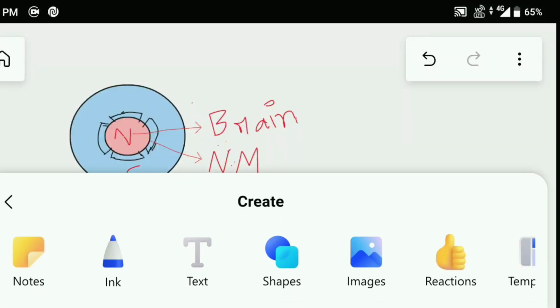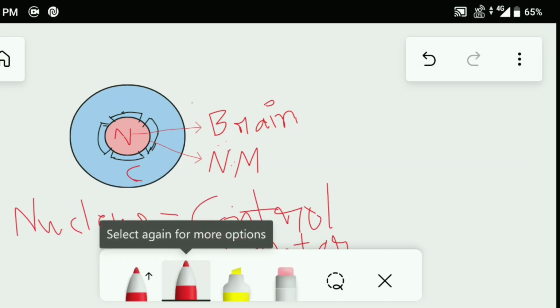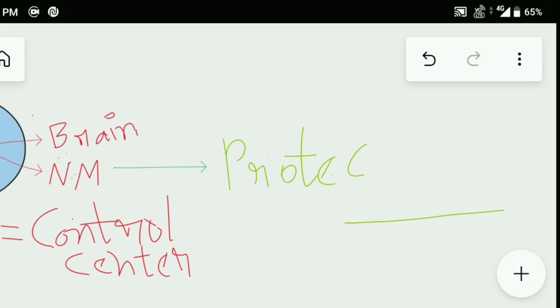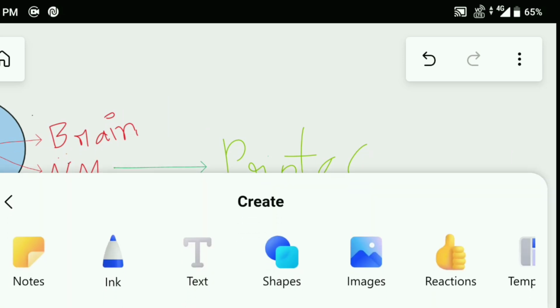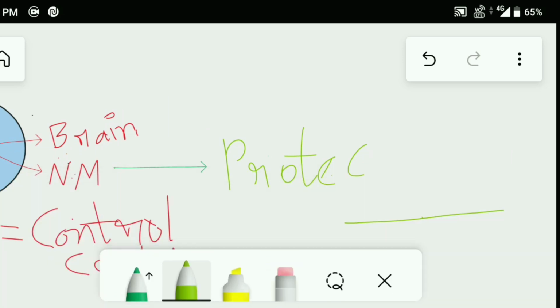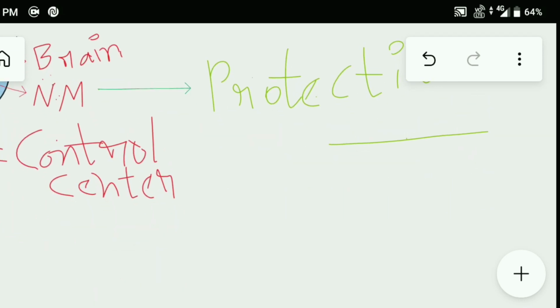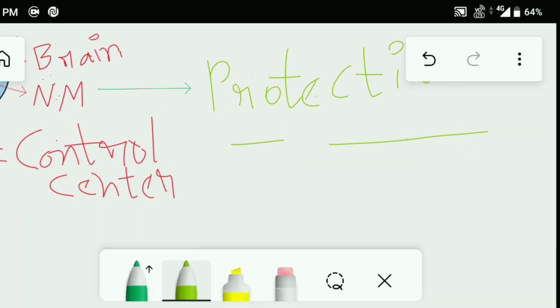Now what is the work of the nuclear membrane? The work of the nuclear membrane is protection and transport.